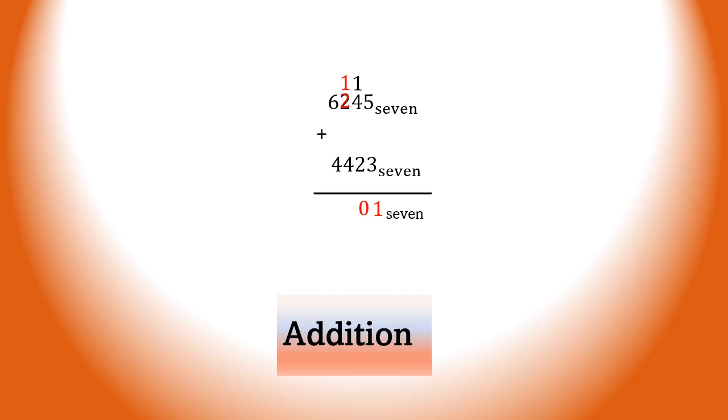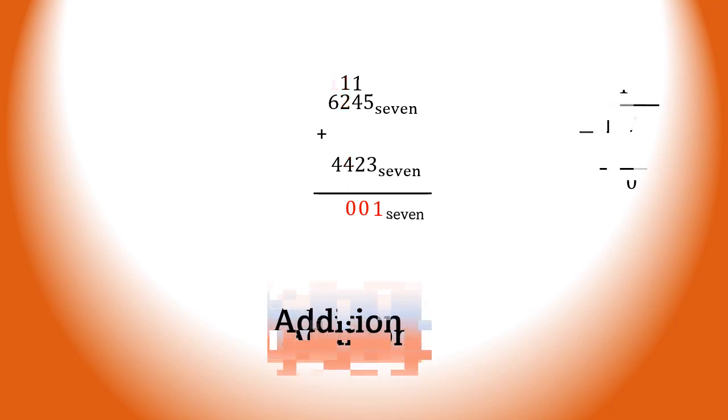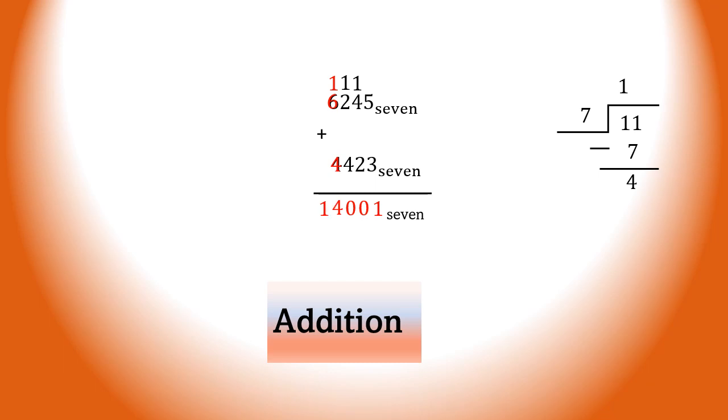Now we have 1 plus 2 plus 4, that's 7. Again, we write down 0 and we carry the quotient. Now 1 plus 6 plus 4, that's 11. So the quotient is 1 and the remainder is 4. So we write the remainder, then the quotient.